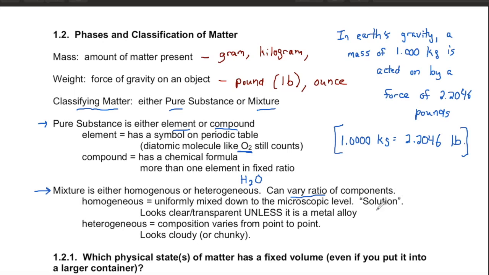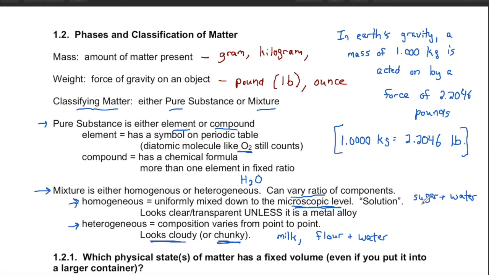If it's mixed uniformly, it's homogeneous. And if its composition varies and it's not mixed uniformly, then it's heterogeneous. If you can tell the difference in composition even under the microscopic level, then it still would be heterogeneous. So for example, if you mixed sugar and water, the sugar would completely dissolve and you would not be able to tell where the different sugar particles were in your water.